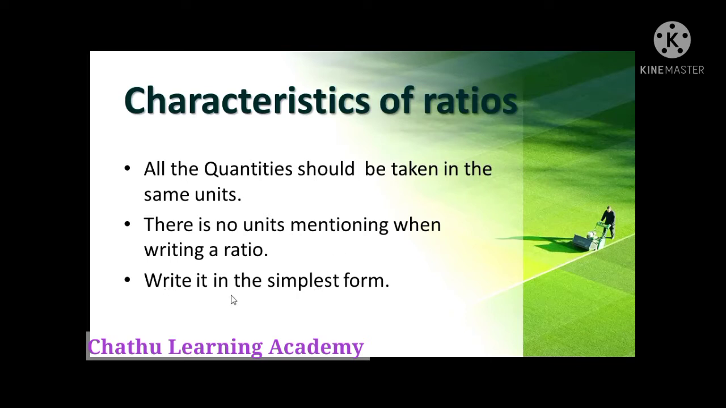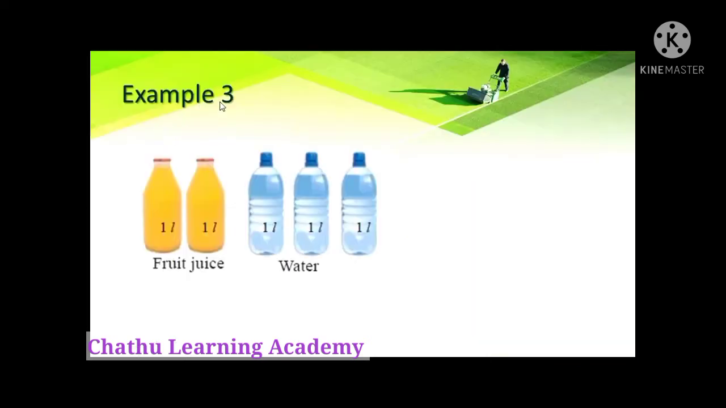Third one, write it in the simplest form. The given ratio should be written in simplest form. Now look at this third example. Here the given quantities are fruit juice and water.